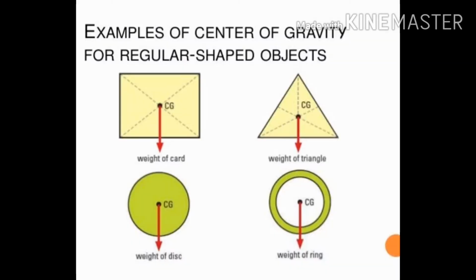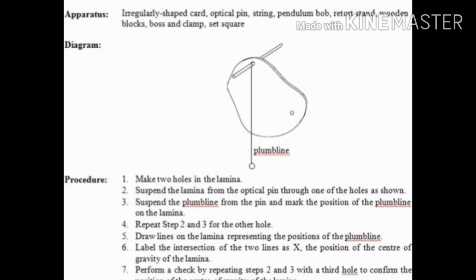These are the examples of the center of gravity for regular shaped objects. Generally, the center of gravity of geometrically shaped objects lies at the geometric center of the object. For example, a rod, a triangle, a disc and a ring. So these are the examples of the center of gravity of regular shaped objects. Is it clear? Next one, what about the stability of irregular shaped objects?